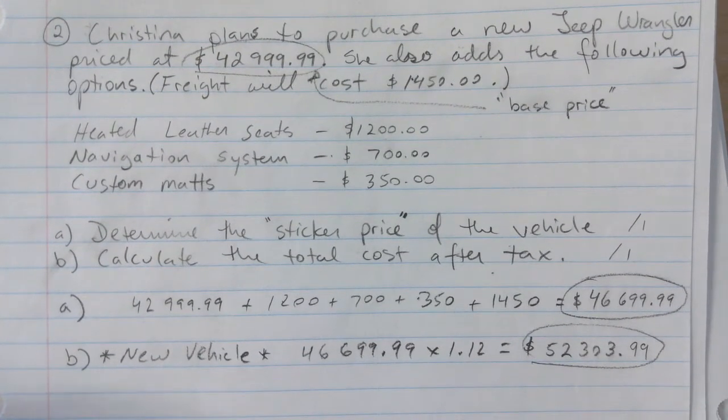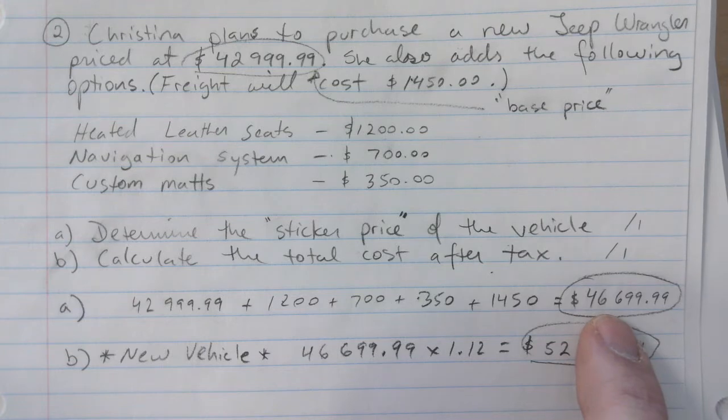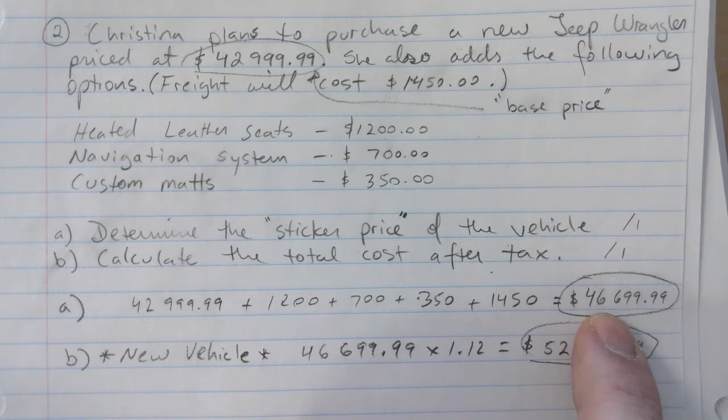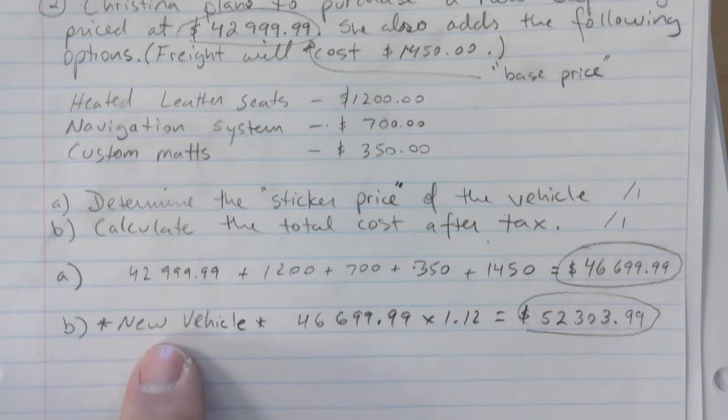So there would be the answer to A and B. For A, it's simply adding everything up. That's the sticker price. One thing this question does not have is a trade-in, a car that's being traded. That's something that's going to come up as we go over the assignment questions, like the homework questions.